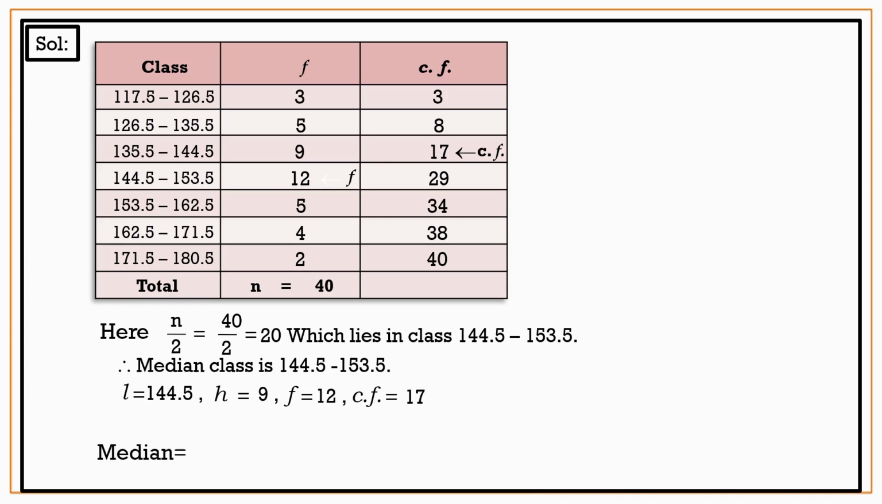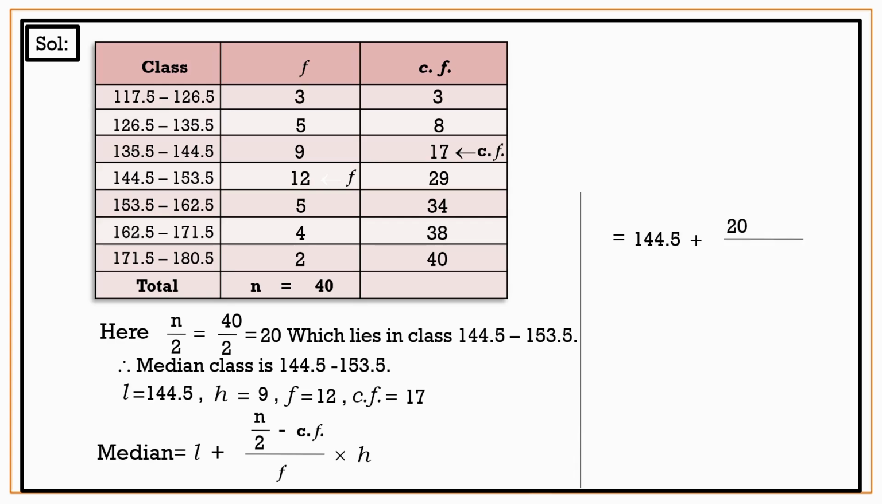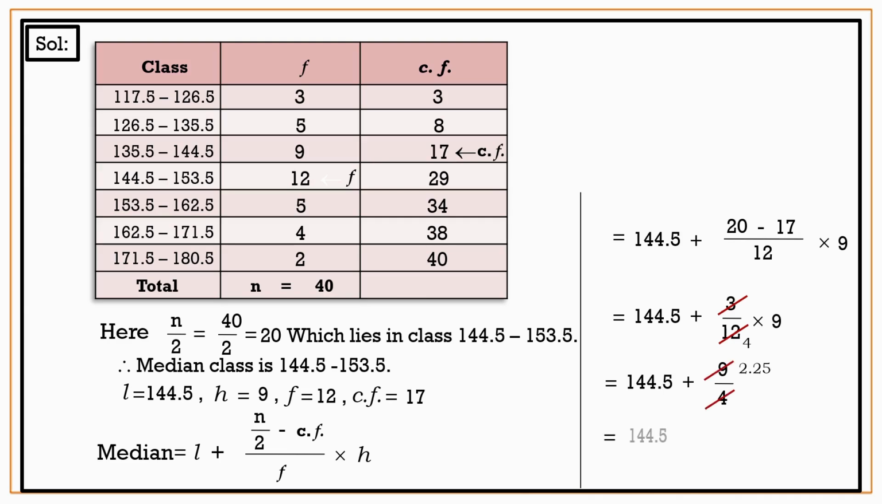Now what will be the median? Let's put all the values in the formula. L plus (N by 2 minus CF) by F into H. So now 144.5 plus (20 minus 17) by 12 into 9. So let's calculate 3 by 12 into 9. Let's do the division, and the final value we got is 146.75. So 146.75 millimeter.